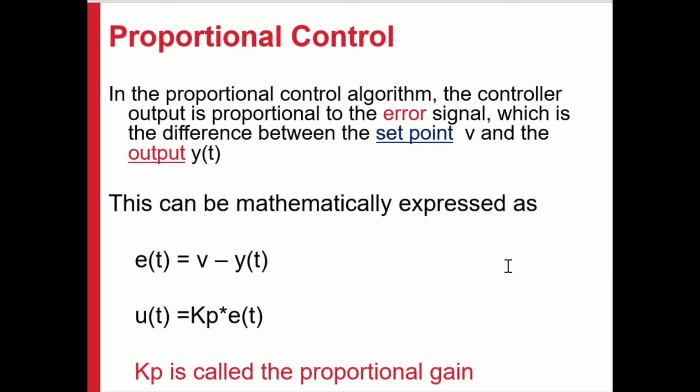Proportional control. So with proportional control, we have an error signal and the output is proportional to the error. We're now going to look at some experimental results of changing the proportional gain on a control system to see what the overall effect on the performance of the control system is.